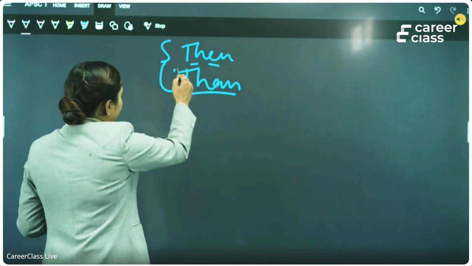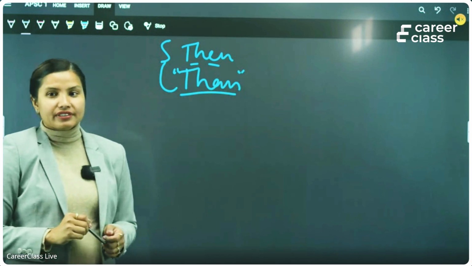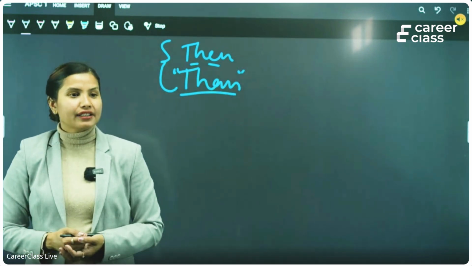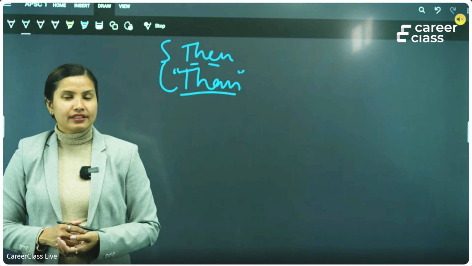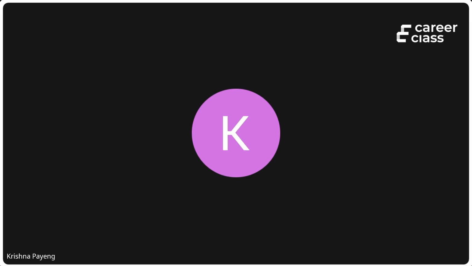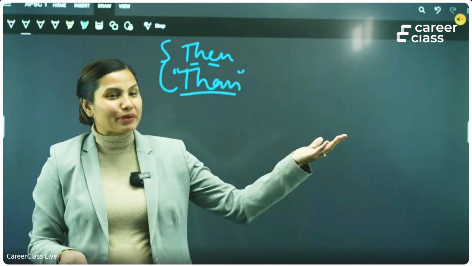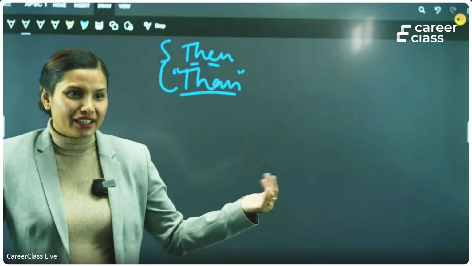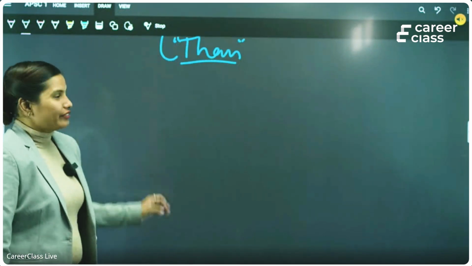And than is simple. We use it more often, right? Like, Sita is taller than Gita. This light is brighter than this one. Okay, that one. Okay, very good.